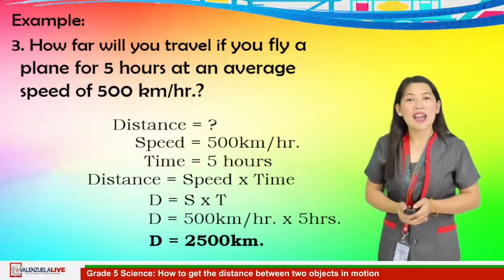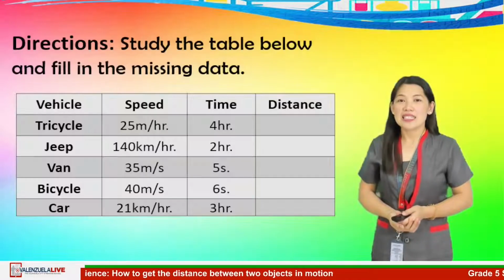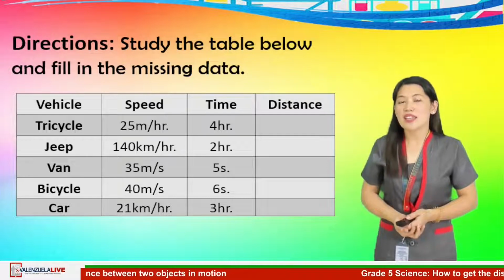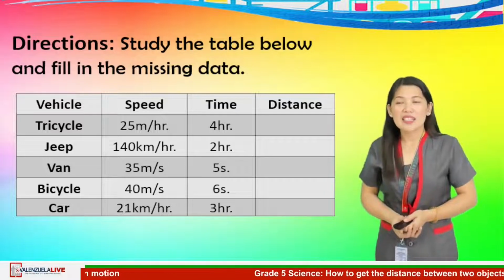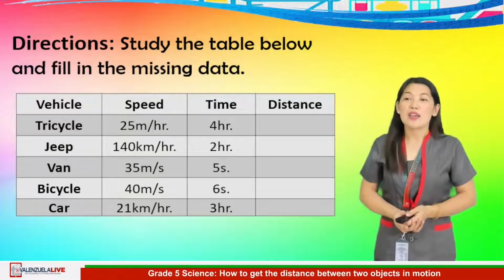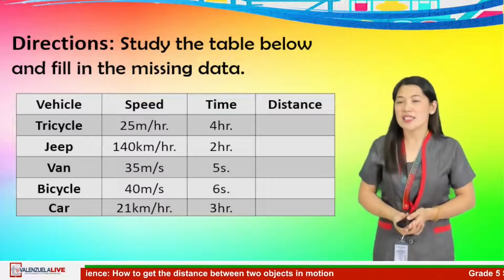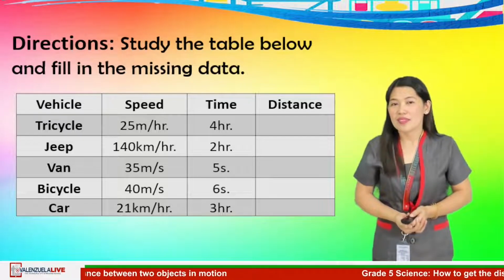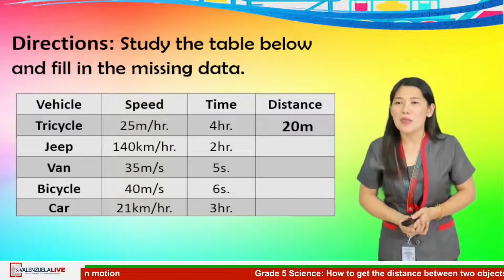Now, let us find out if you understand today's lesson. Let's wrap it up. Study the table below and fill in the missing data. Type your answer in a comment box. The givens are type of vehicle, speed, and time. And you're going to find the distance. First given, tricycle. What is the distance? Very good. The answer is 20 meters.